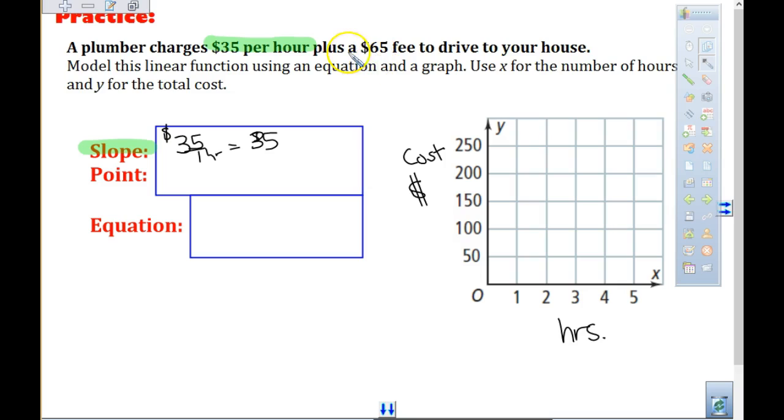The point is, they charge us a $65 startup fee. That's an ordered pair. That is 0, 65. So if I was going to graph that, right, that's like here, 0, 65.